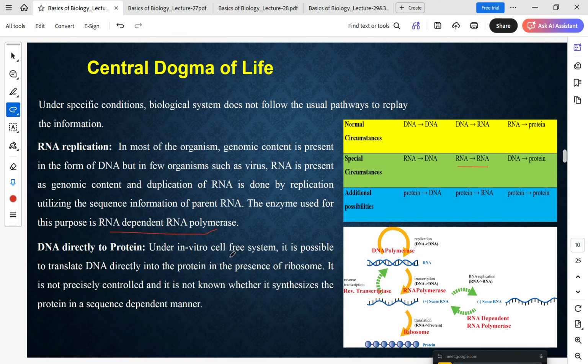There are in vitro cell-free systems wherein DNA is directly translated to protein. However, this is not very precisely controlled. It is a very synthetic reaction, and this is not something that happens in normal living scenarios.